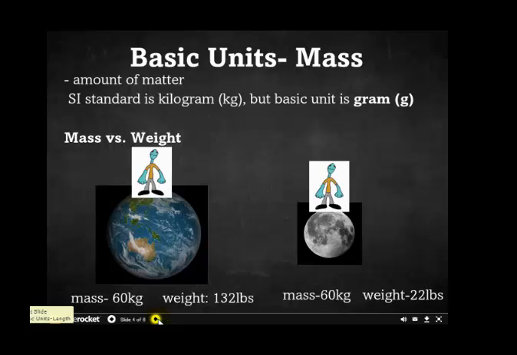Mass is the amount of matter. Weight is the pull of gravity. So here I have this odd-looking person standing on Earth, and he has a mass of 60 kilograms. That's how much stuff he has in him. But his weight on Earth is 132 pounds.